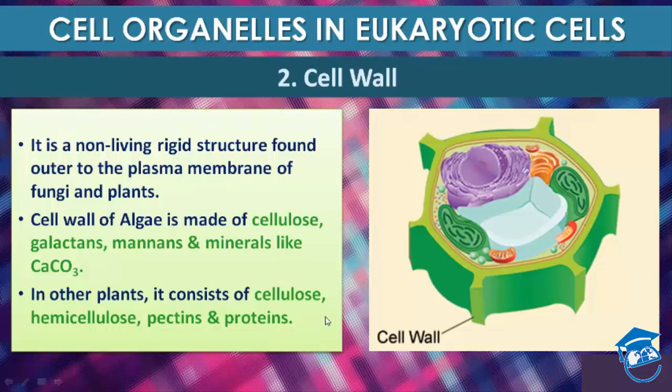Robert Hooke, in 1678, discovered the cell wall. See, this is the cell wall, and it was discovered by Robert Hooke in the year 1678 while observing a thin section of cork.